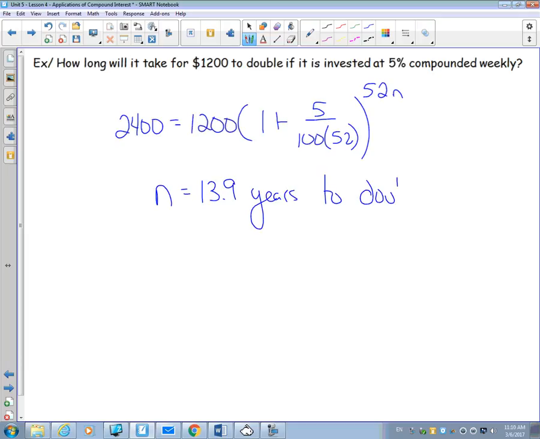Which is a reasonable amount, 13 years, for our interest to double, or our investment to double.